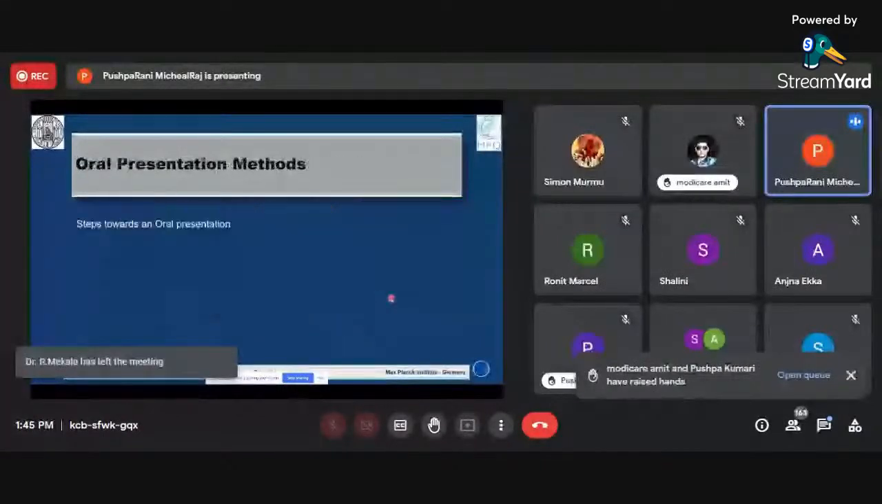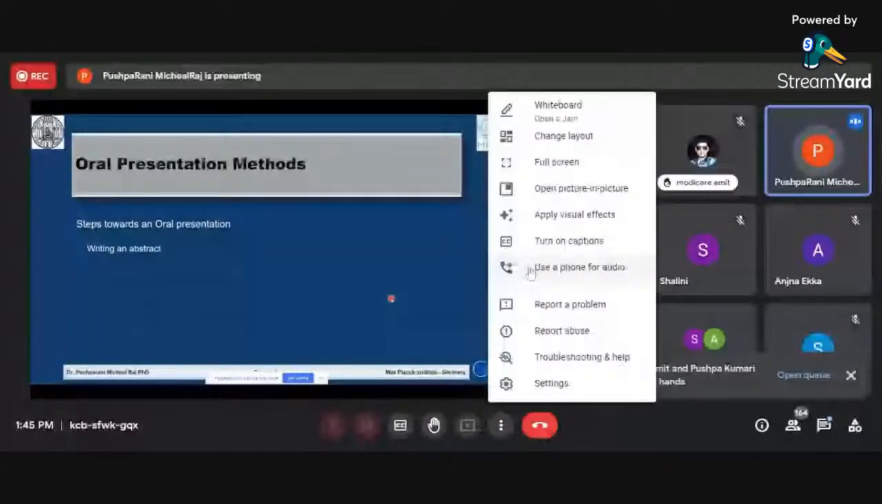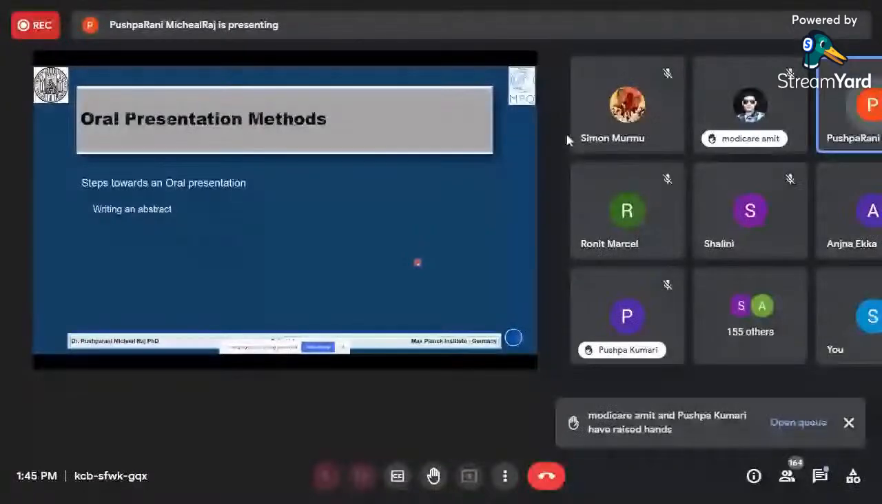So, oral presentation methods. What are the steps towards an oral presentation? First, it should be for an international conference. Then we have to apply for the conference, saying that we are presenting not by poster but by oral presentation, for which I think we also need to write an abstract, and then send it to the committee.